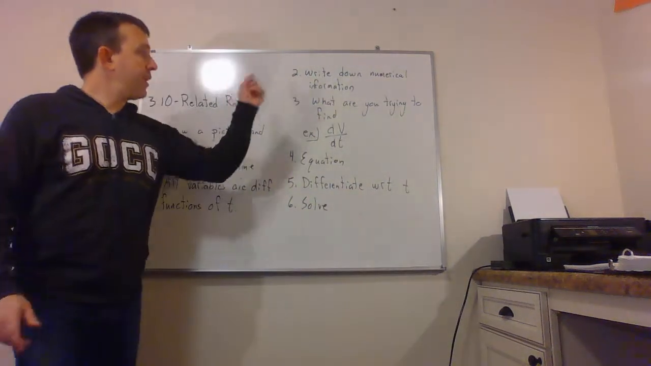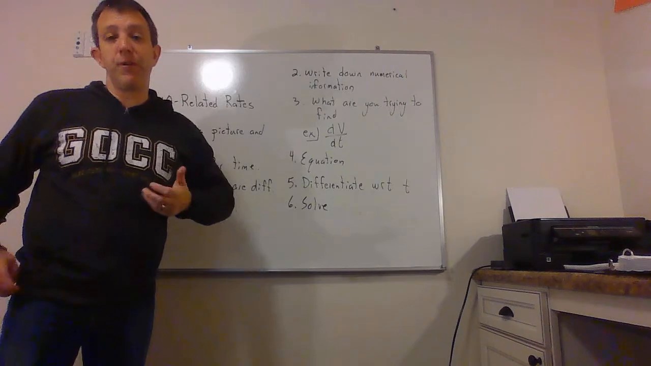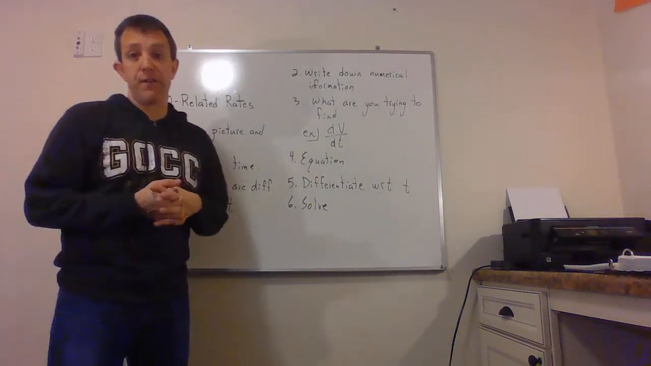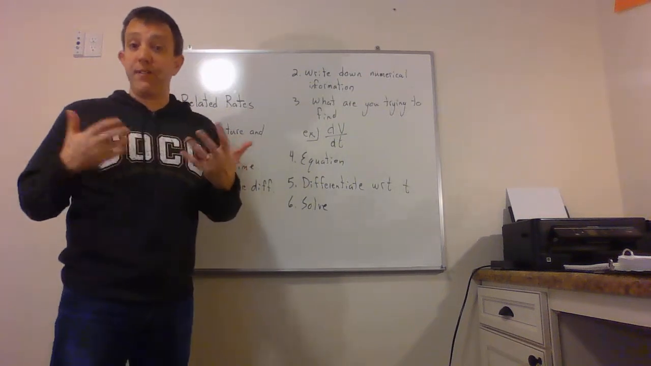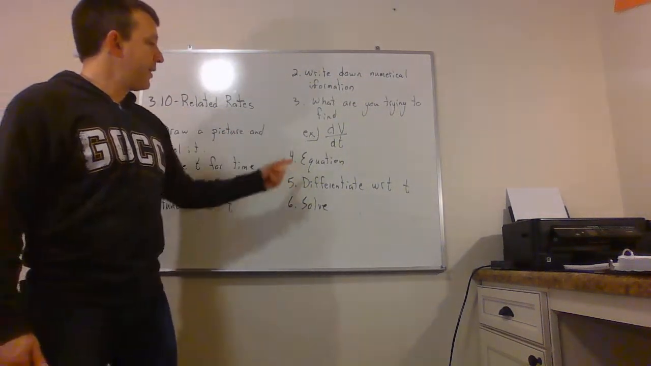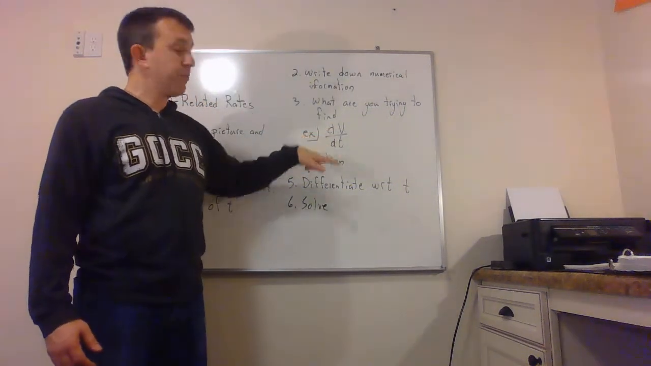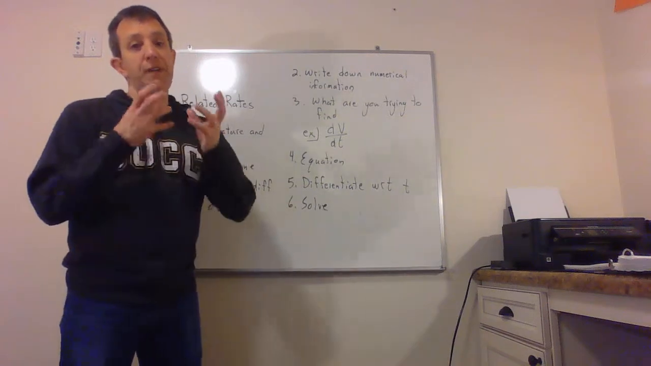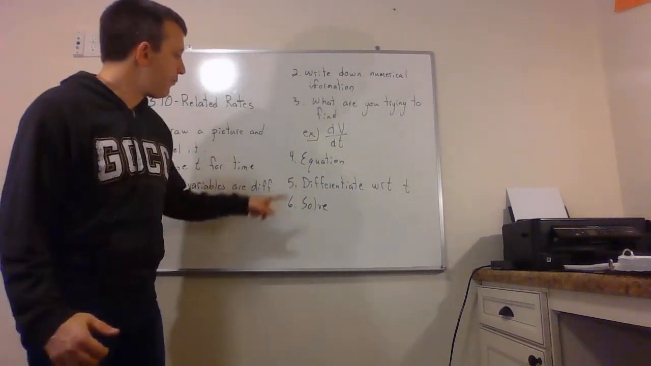Step 2, write down any numerical information you might have and try and use some symbols. So if you have a rate of change of the radius, then that would be dr/dt, the rate of change of the radius with respect to time. What are you trying to find? An example would be something like dV/dt. Maybe you want the change in the volume with respect to time. So we're going to have all this implicit differentiation that's going to go on to get us these pieces.